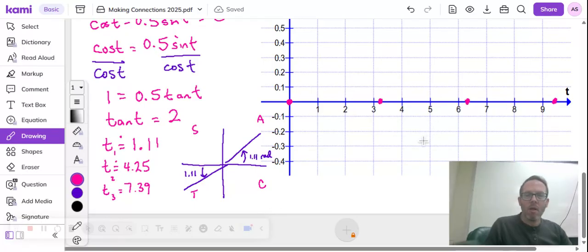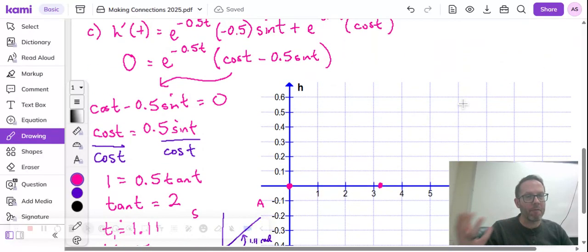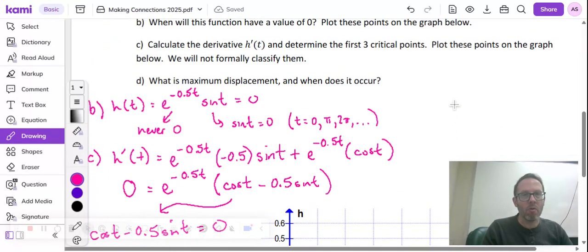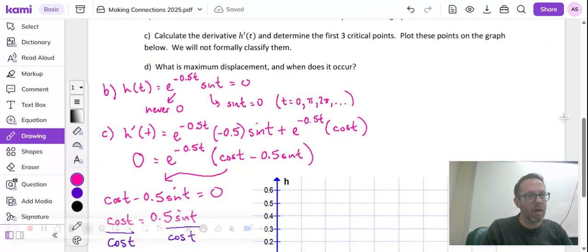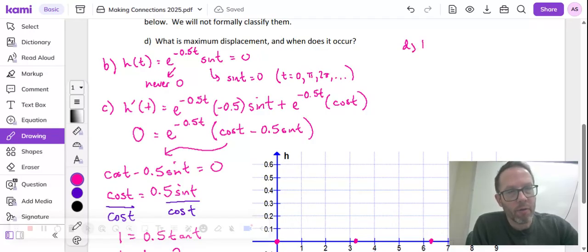Okay, let's wrap this up. So those are the times when we'll have some local max and mins. So how high, how low do those amplitudes get? We just need to do a little bit of calculator work. So can you guys crank out, well, what's the height after 1.11 seconds? What's the height after 4.25 seconds?